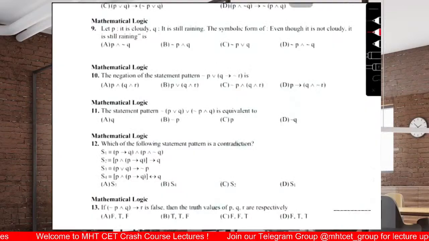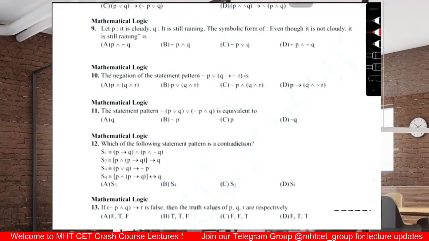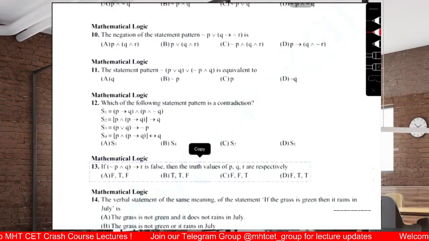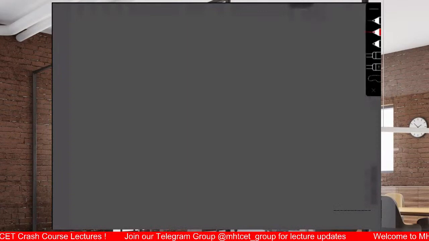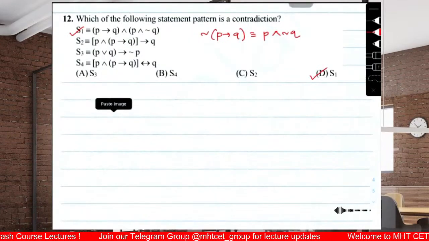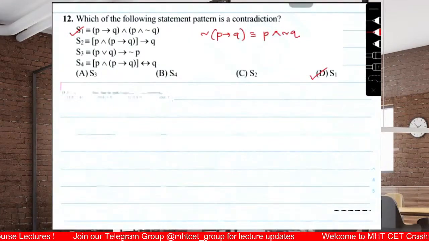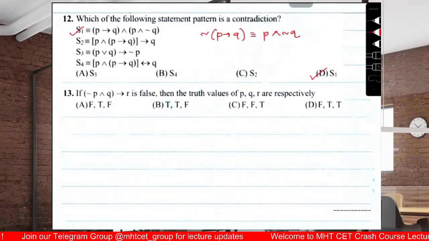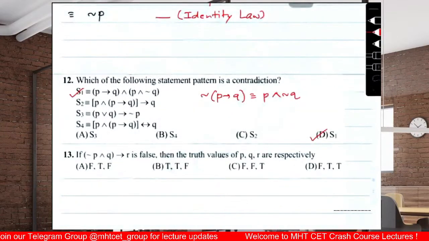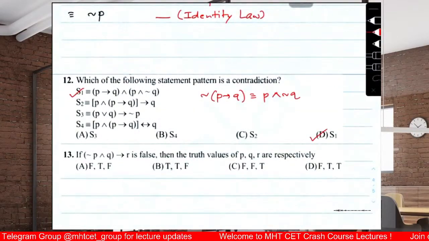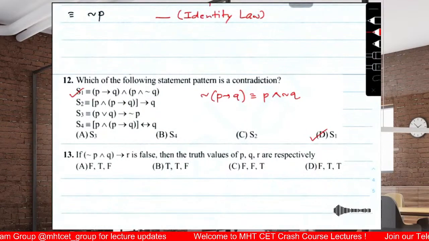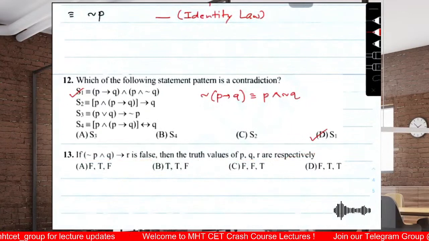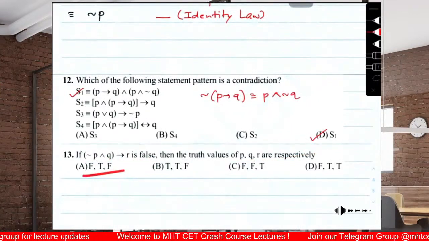Next 13. False, fallacy, contradiction एक ही होता है. All false मतलब contradiction, that is fallacy. See, it is given that negation of P and Q implies R is false and the truth values of P, Q, R. ठीक है, so best way to solve is substitute the values.